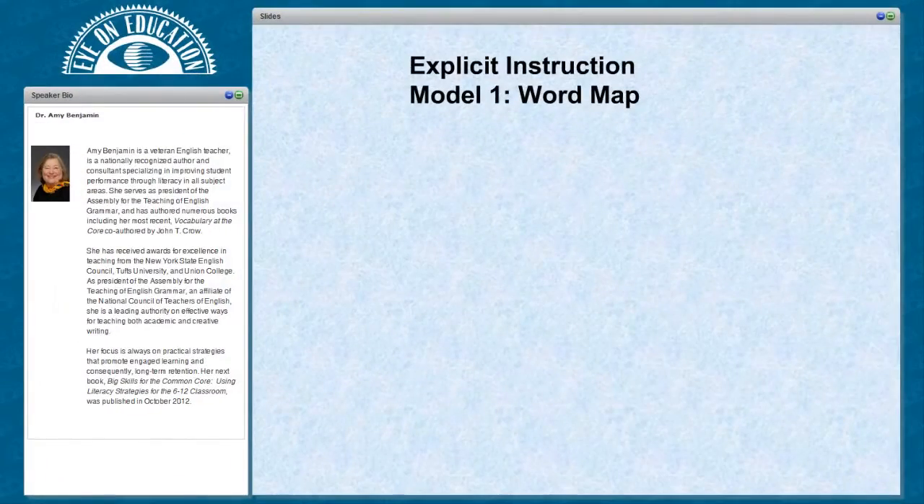All right, now I'm going to show you 2 models for explicit instruction. The first is what I call a word map, also called a semantic map. If you were to do this in class, it would take, I don't know, maybe 10 minutes. Obviously, we're going to do it a lot faster than that here.